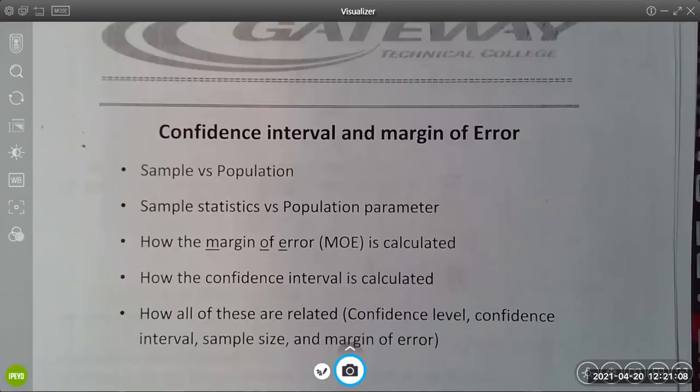Now the third one, how do we calculate the margin of error? Let me say this, the calculation part is very easy to do. Very easy to do, but we want to have some basic understanding of this margin of error. Why do we have that? Why do we have the margin of error in the first place?